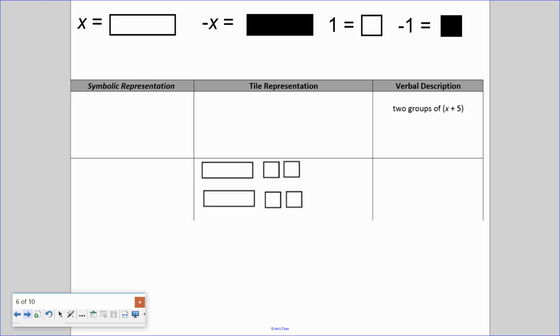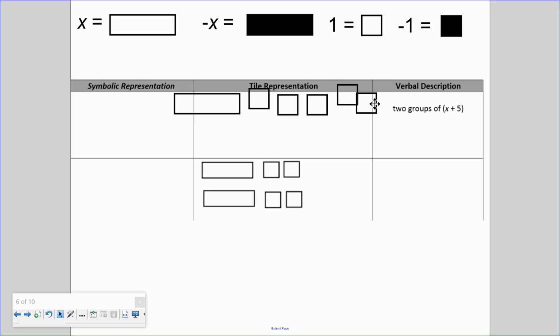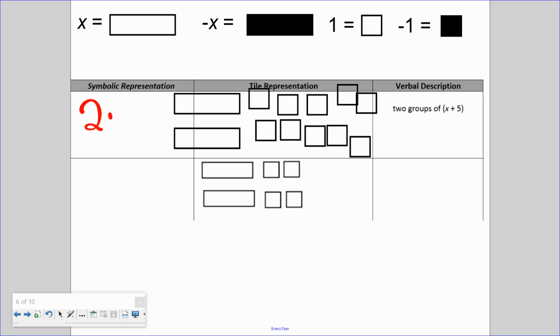Next example, 2 groups of x plus 5. So we have an x, and then we have 5: 1, 2, 3, 4, 5. Here's an x plus 1, 2, 3, 4, 5. So I have 2 groups of x plus 5. So I can say 2 times x plus 5 as my answer, 2 groups of x plus 5.